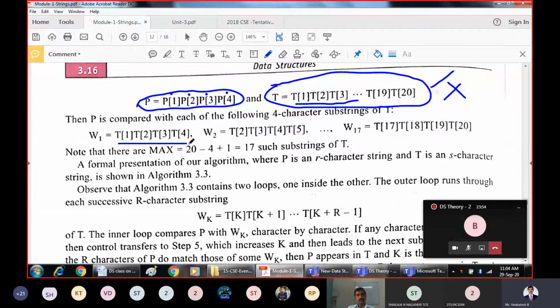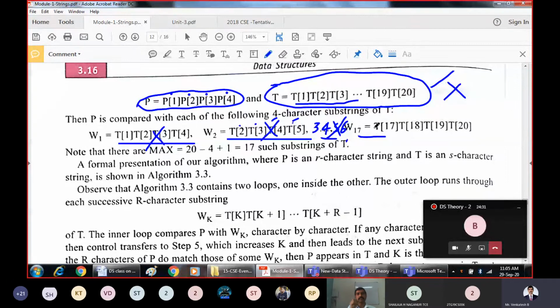How does the substring algorithm work? First, we look at the first four characters, T1, T2, T3, T4. If they match, it is successful. If not, ignore this and go for the next four characters: T2, T3, T4 and T5. If this also does not match, we go for the next four: T3, T4, T5 and T6. If this also does not match, go on comparing the next four characters.